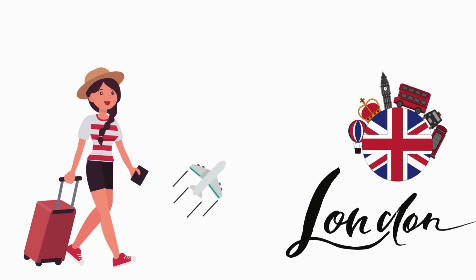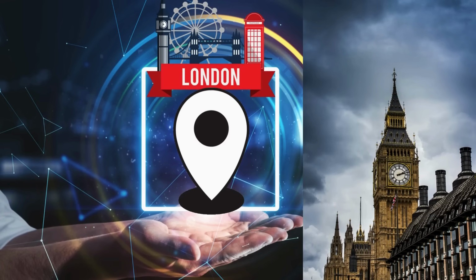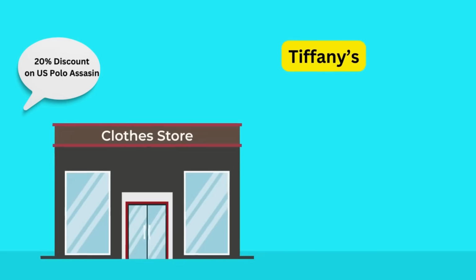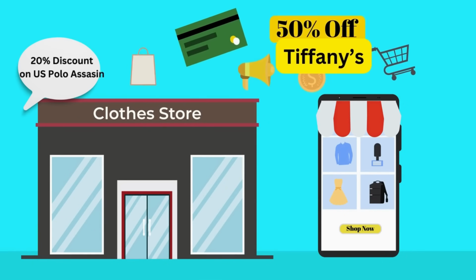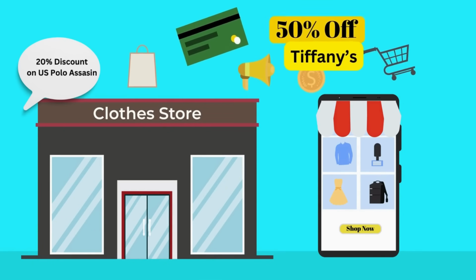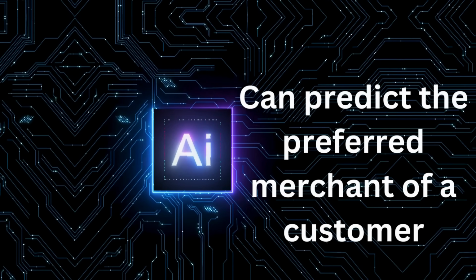Mia next travels to London. The geolocation now detects London, and Mia again starts to receive notifications on discounts and offers from all those merchants from whom she had made purchases in the past. AI can predict the preferred merchant of a customer.